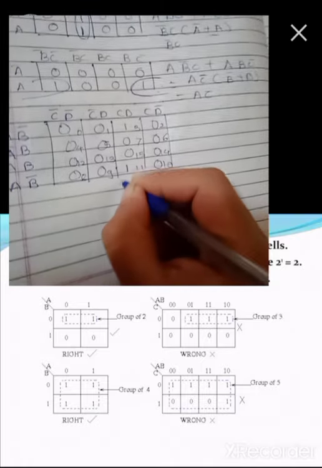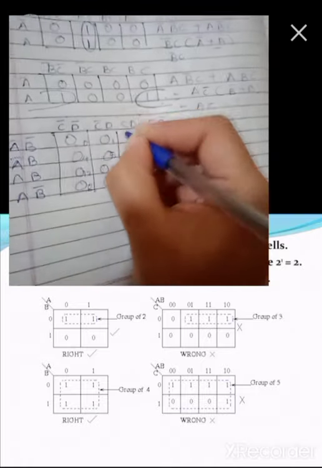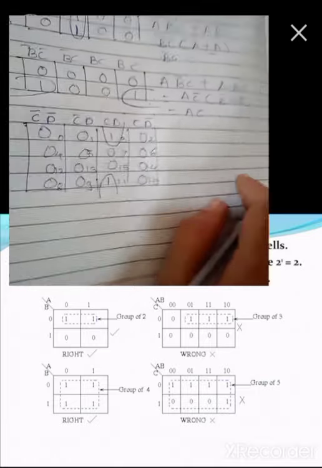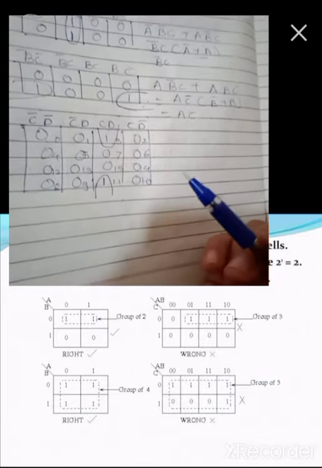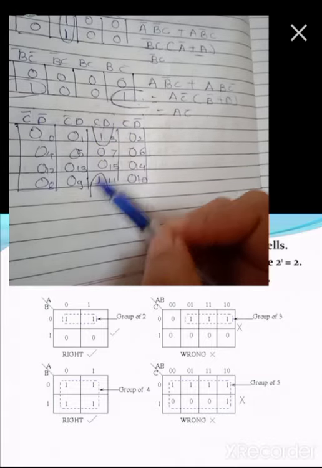You have to consider only ones. So this one and this one will make a pair. Such type of pairing is also possible. They only need to be opposite each other. So this pair is allowed.